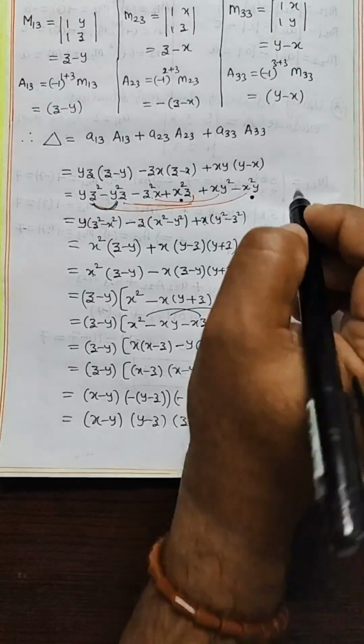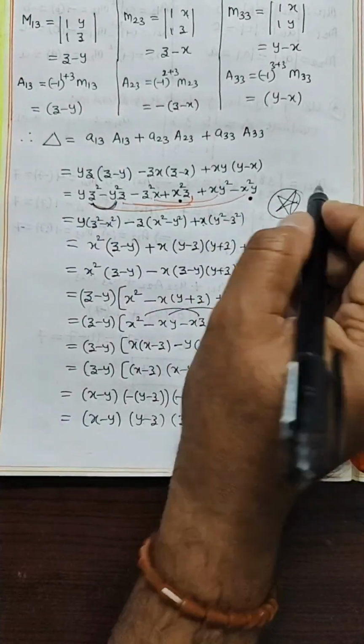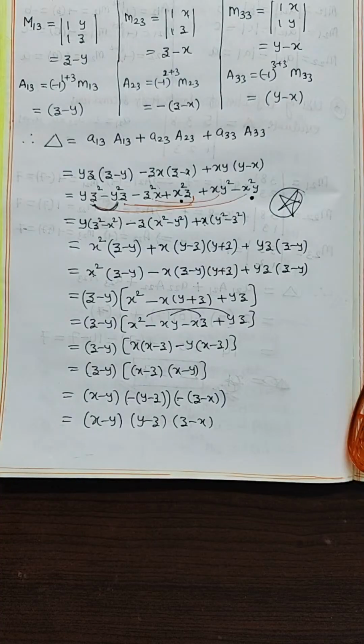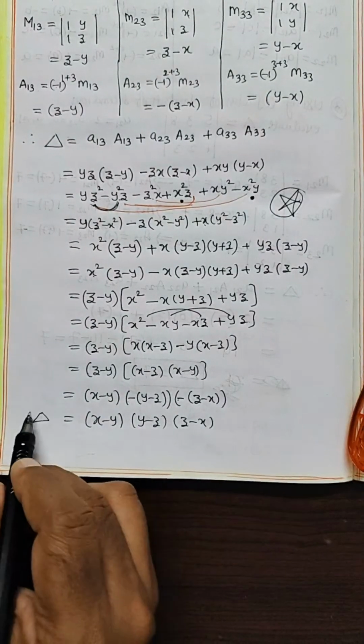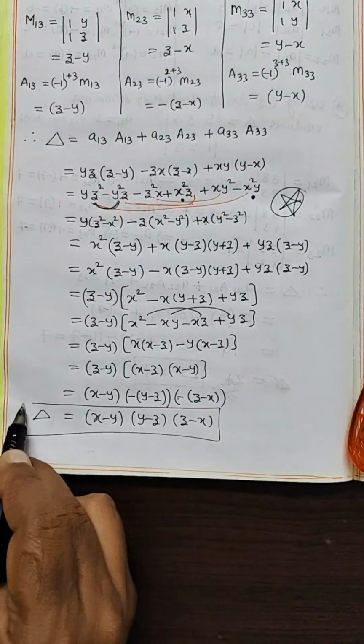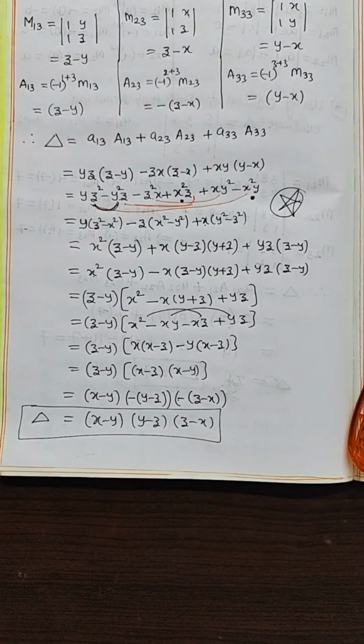Little here you can take some precautions to practice this, dear students. Therefore, the determinant of the given matrix by using the third column. This is the way we can do it.